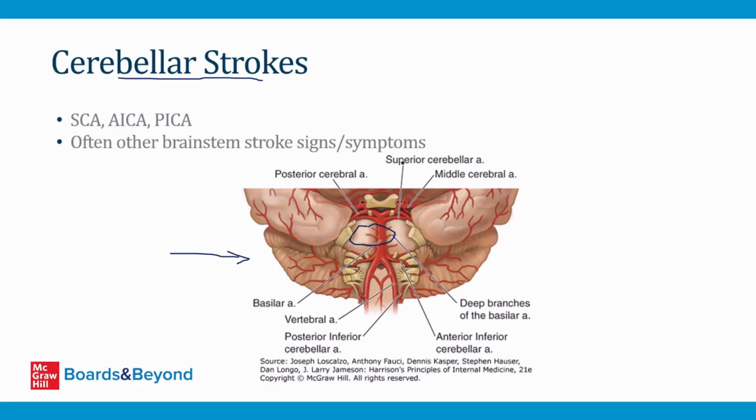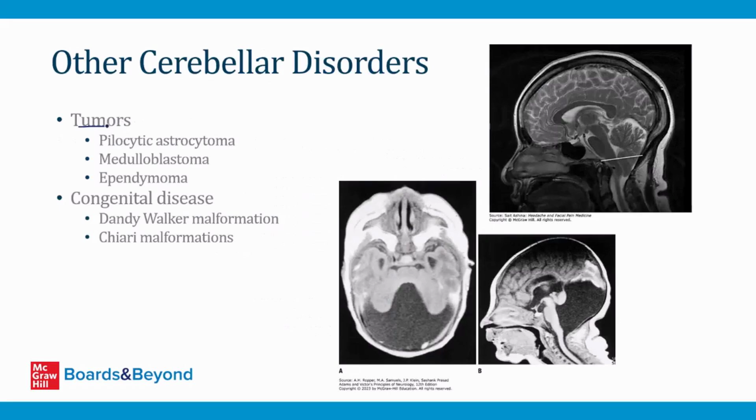It gets some blood flow from the superior cerebellar artery. It also gets blood flow from the posterior inferior cerebellar artery and the anterior inferior cerebellar artery. And it also gets some blood supply from deep branches of the basilar artery. So strokes involving any of these vessels can lead to ischemia of the cerebellum. Usually when this happens, there are other clinical features of brainstem strokes, things like motor weakness and sensory loss and so forth.